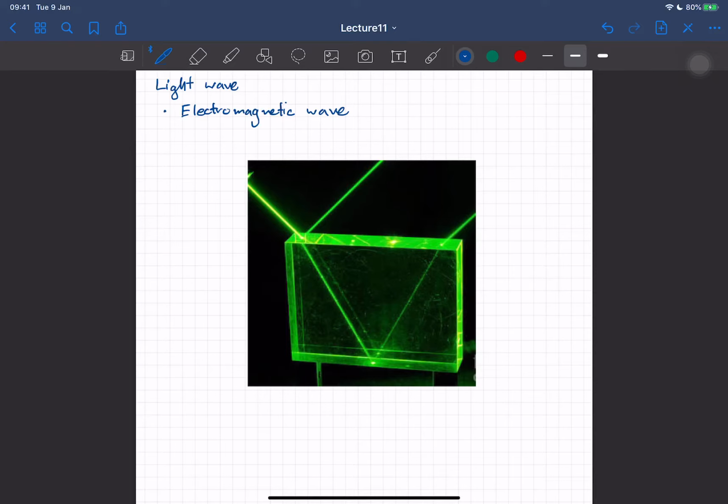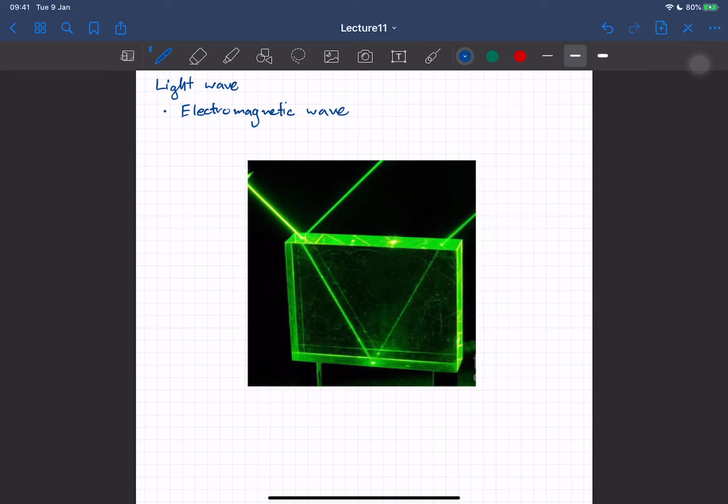So just to be clear, it can mean different things when you talk to different people, but for us, in this lecture and the next one and the one after, we will be concerning ourselves mostly with visible light, so light that we can see, electromagnetic wave that we can see. That's what we talk about here.